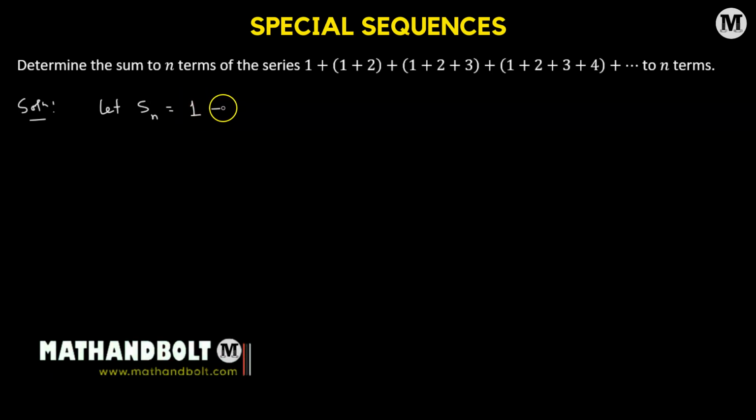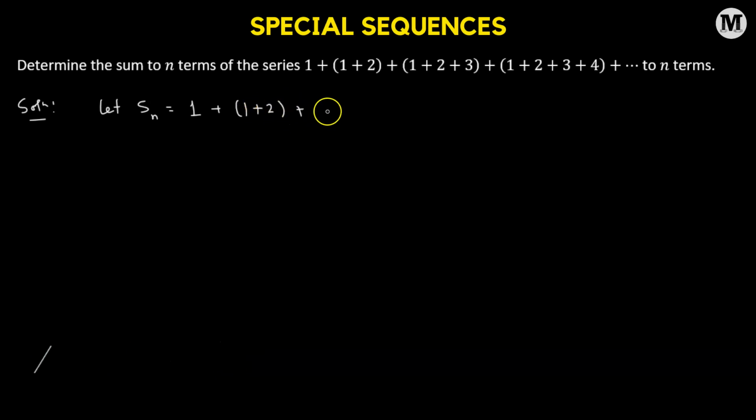This is the first term. Now the second term is 1 added to 2. The third term is 1 plus 2 plus 3. So this keeps on continuing. So here, what will be the nth term of the sequence? That is simply going to be 1 plus 2 plus 3 all the way up to n terms. So the nth term itself is going to be a sum which contains n number of terms.